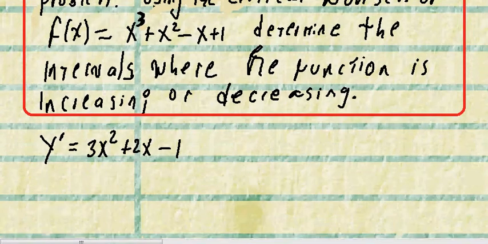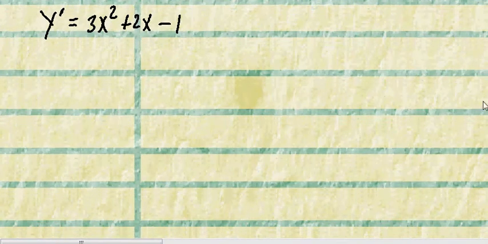Now, the next thing that I need to do to find the critical numbers of this function is find where this derivative is 0 or undefined. Well, this turns out to be a polynomial, so it's not undefined anywhere. Polynomials are differentiable over the whole real line.